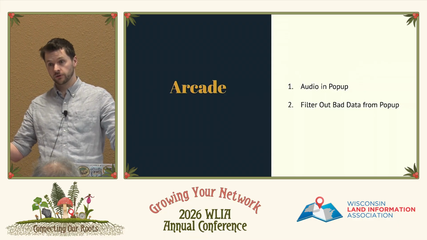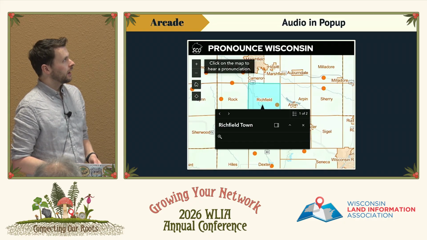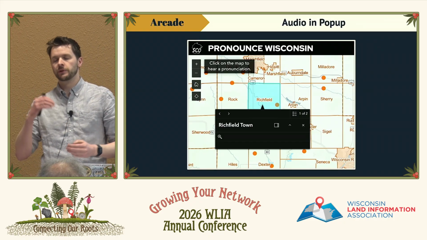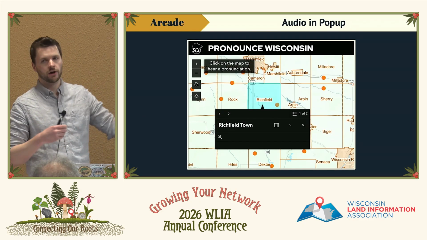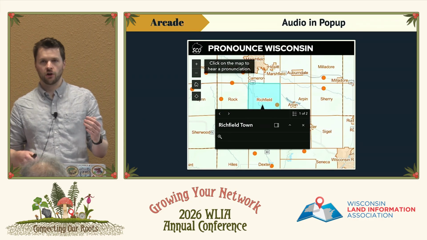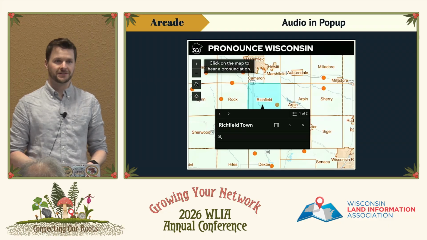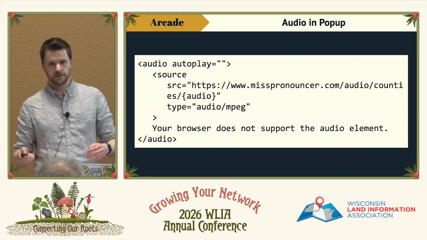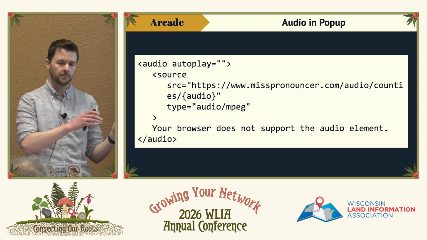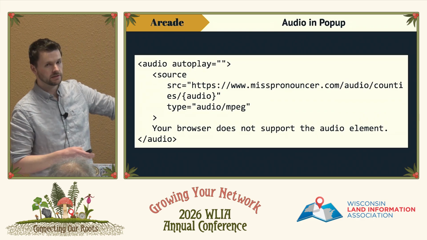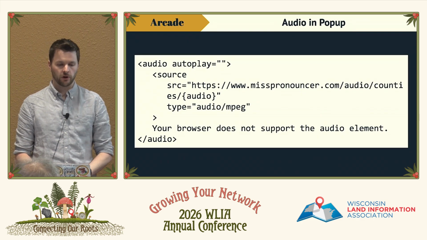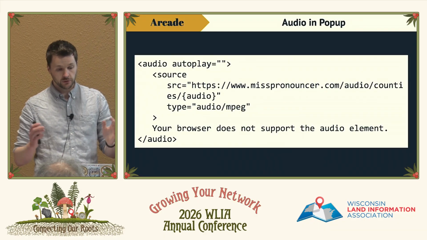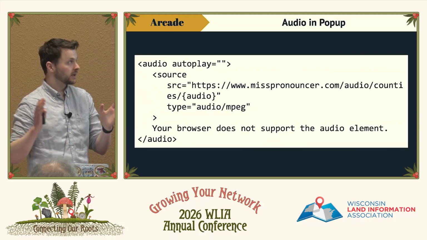So starting out with Arcade. In this example, we have a feature layer with some features that we click on, and when we click on those features, we want an audio to play. This is in our application called Pronounce Wisconsin, so it'd be nice to hear a pronunciation. The way we can do that is in our pop-ups, in our map viewer editor, we can just put in an HTML tag for audio. You can see here we've got a placeholder where we can take our file name and put it in there.